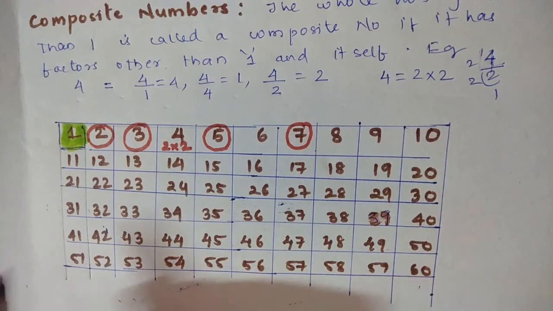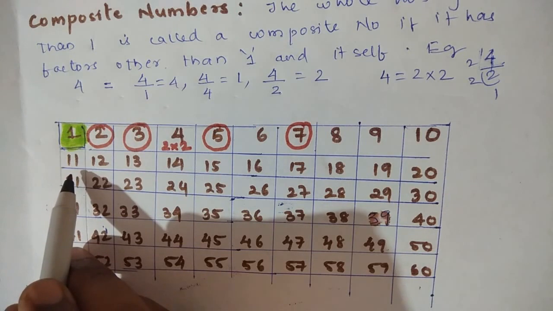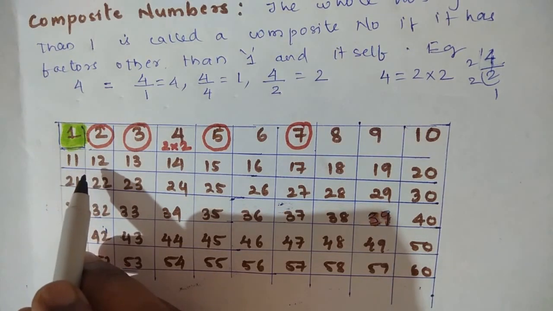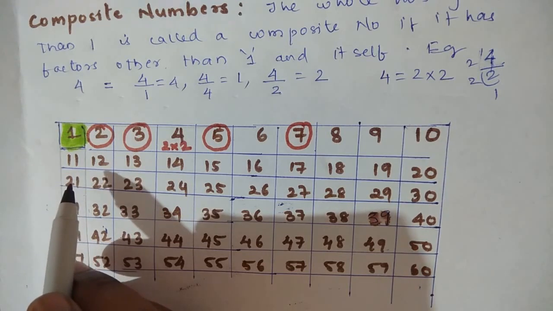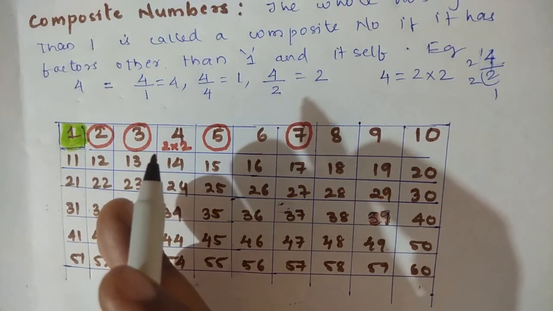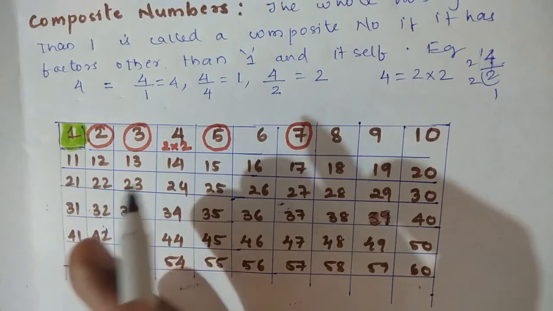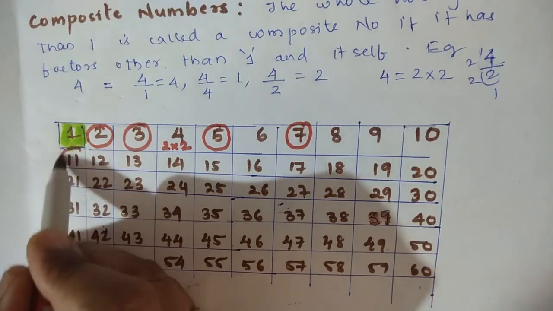Same way, how to cope with the second row. 11. 11 is what type of number? It is a prime number because it has only factors 1 and 11 itself, right? 12. 12 I can write as 2 into 6 or 6 into 2, 3 into 4, or 4 into 3. So how many factors for 12 are we getting? We are getting 1, 2, 3, 4, 6 and 12 itself. So there are many factors of 12. Hence 12 is a composite number.